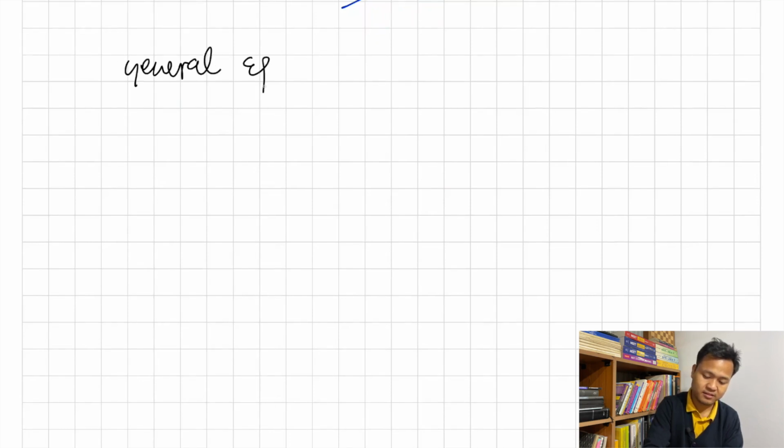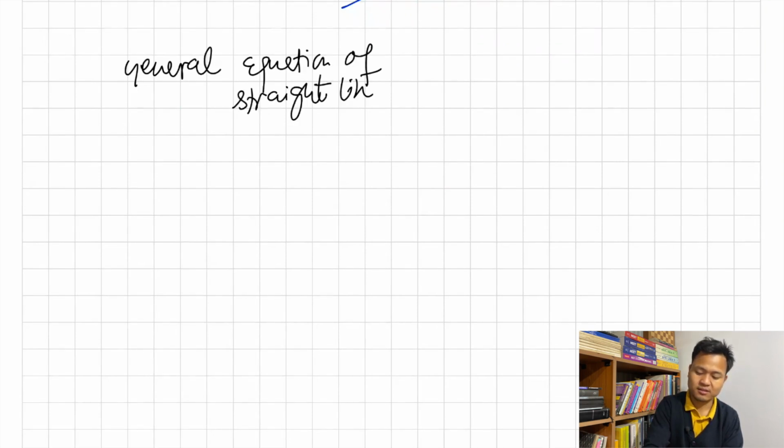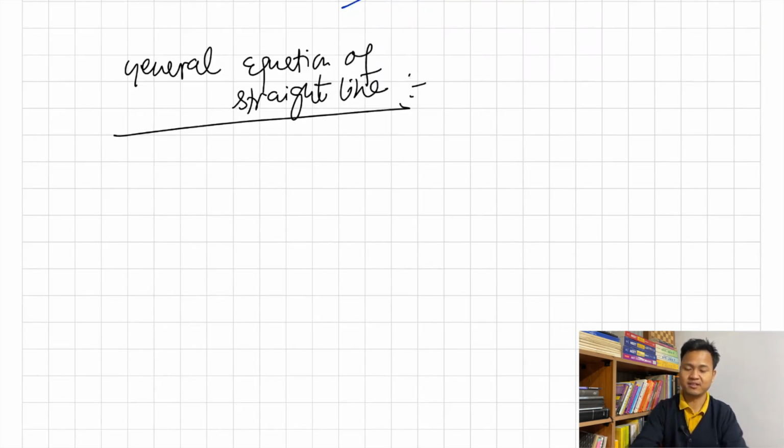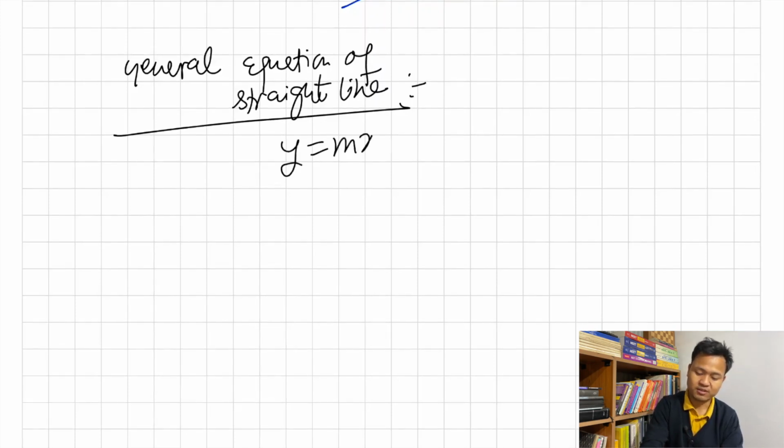So, the general equation of a straight line. Here we have to know only the slope form of the equation of a straight line. The slope form of the equation of a straight line is y equals mx plus c. Intercept form of the straight line equation.